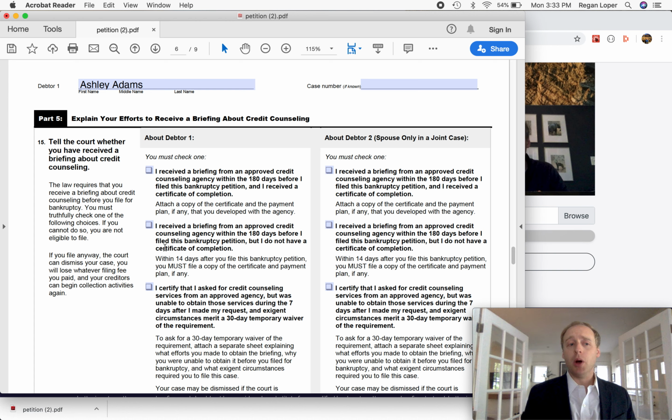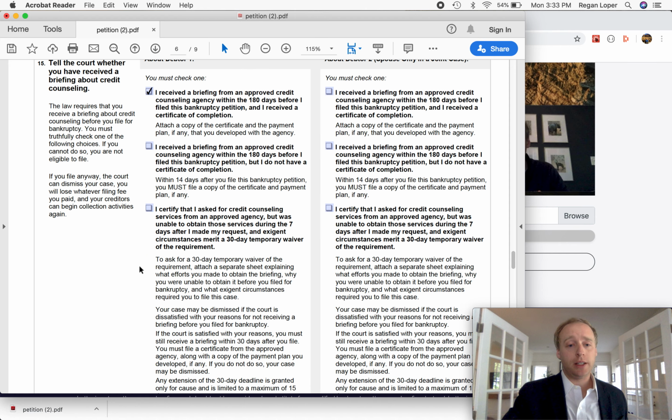I think most of them that I've seen cost about $15, and they will provide you a certificate that you can attach with your other filings. And so that's what Ashley did here. She selected that first option because she did receive her briefing from a credit counseling agency, and she filed it with her other documents as well. Okay.